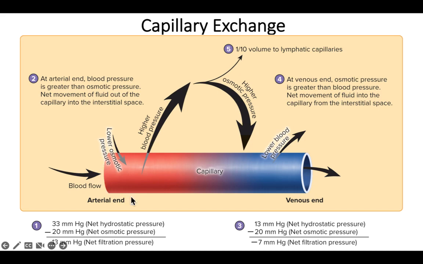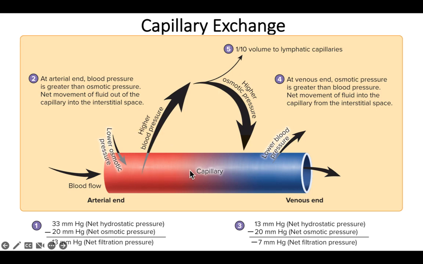But at this arterial end, notice which is bigger. It's the hydrostatic pressure. So if you determine the net, which is what you get when you add things together, but in this case, since they're opposite, you have to subtract, because they're not additive, they're acting against one another. If you have a force of 33 pushing out, but a force of 20 pulling in, your net filtration pressure is 13. So what that means is you're going to push fluid out at this arterial end.